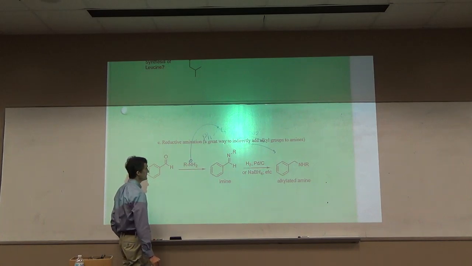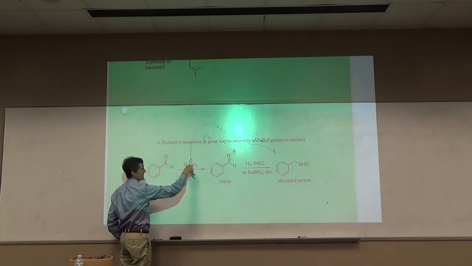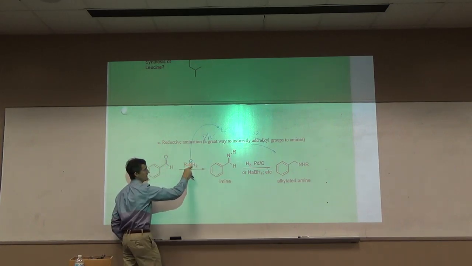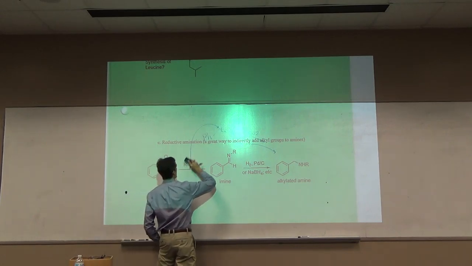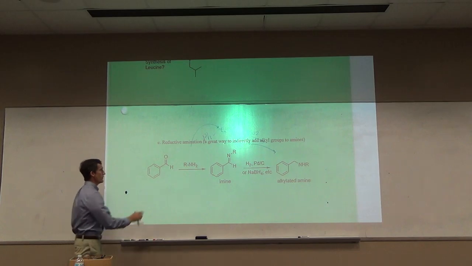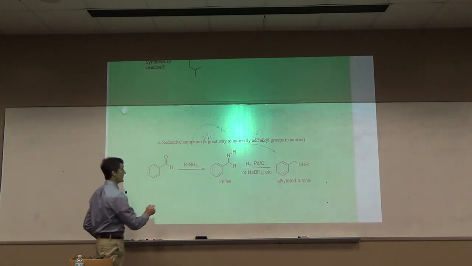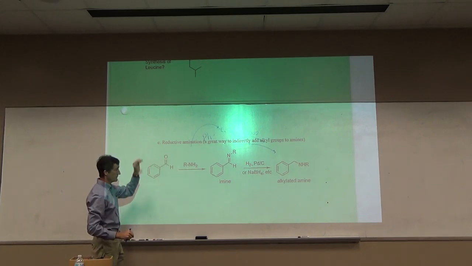In the Gabriel synthesis, we used an imide here. Or we used azide here, and then we reduced the azide. Or we used cyanide here, and then we reduced the cyanide. Here we are using the amine, but instead of an alkylating agent doing an SN2, we react the amine with an aldehyde or ketone. What does this give? Aldehyde or ketone plus amine, what does that give? An imine, right? There you go. There's your imine. Replace the oxygen with the nitrogen. Imine, that's what we've been doing here.